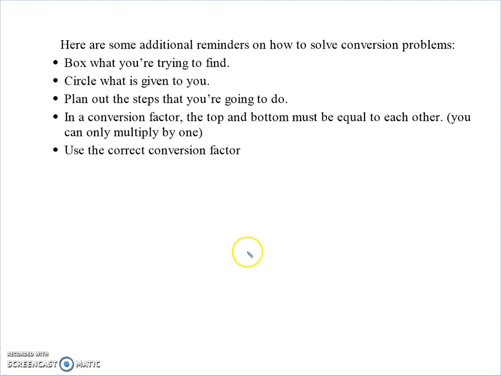Here are some additional reminders on how to solve conversion problems. Box what you're trying to find, circle what is given to you. Basically, this is saying annotate. I think we've been doing it the other way, but the point is, you want to know what's given to you and what you're trying to find. Plan out the steps you're going to do, like mole A to mass A, that kind of thing.